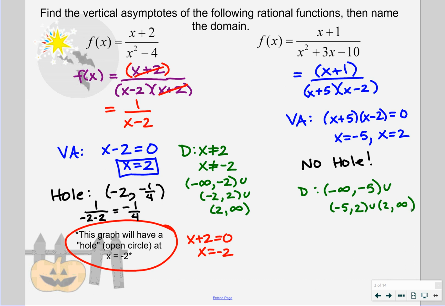Yes? Why is there no hole? There is no hole because nothing canceled. There's no common factor here. In this one, that x plus 2 canceled, so that's what creates the hole. If I set that equal to 0, -2 is where the hole occurs. Other questions?